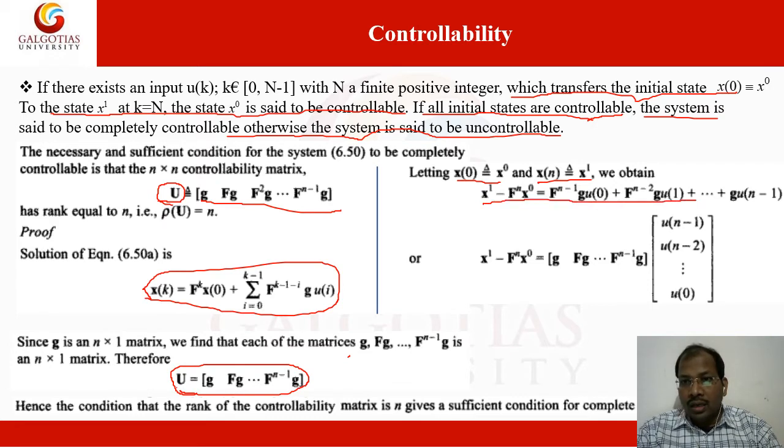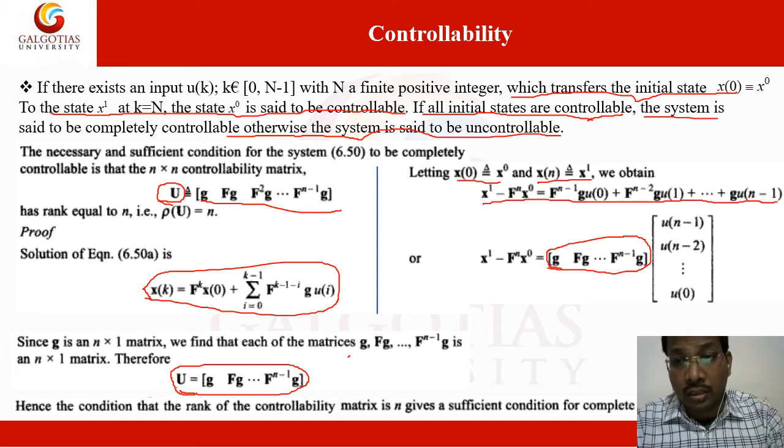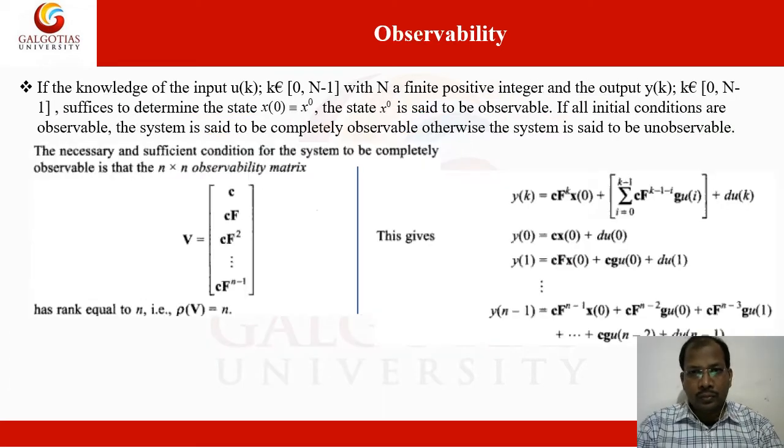So in generalized form, when we are putting this equation, you can see f to the power x minus f naught. This is the U matrix we are getting. So we can find the rank of this matrix, that is equal to this one. So we can find the system is in controllable form. Similarly, we can define the observability.